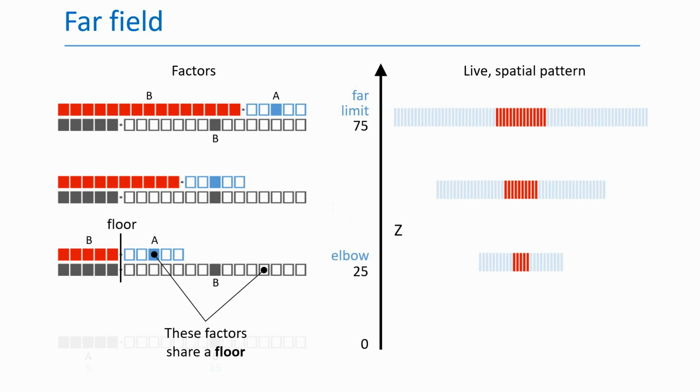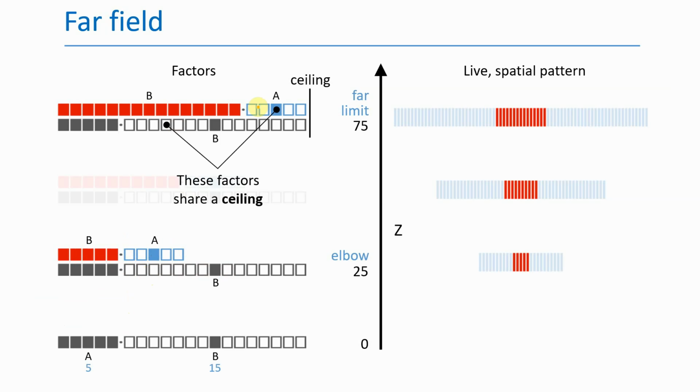Here's a new term. When a static factor and a live factor are both ranked immediately above subchains of the same size, we say that these two factors share a floor. The floor is illustrated by this line. In other words, at the elbow, each point of live factor A corresponds to 5 patches, and each point of static factor B also corresponds to 5 patches.